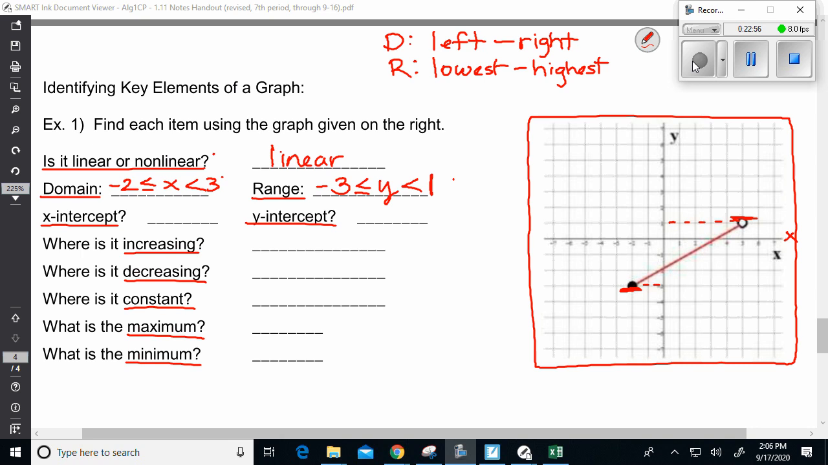For range, you look from lowest to highest. So lowest point, highest point, and you go to the y-axis. The symbol you put is based on the dot that was attached to that number.